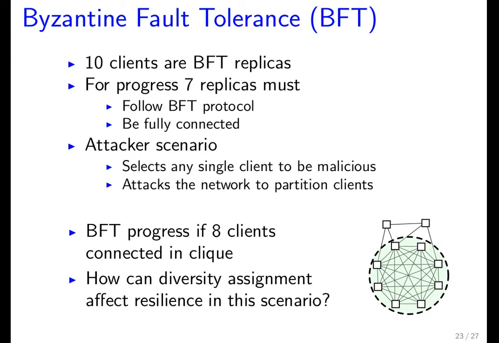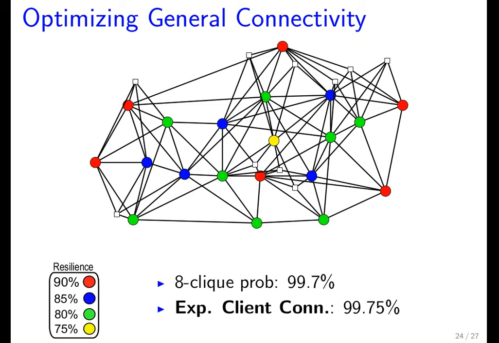And also, if you can't connect an 8 clique, then it won't try to connect any clients at all in certain compromise events, because it just doesn't help for that client protocol. So we want to see how these assignments differ between maximizing for the general connectivity and maximizing specifically for this 8-clique probability. And we also want to see how that affects resilience.